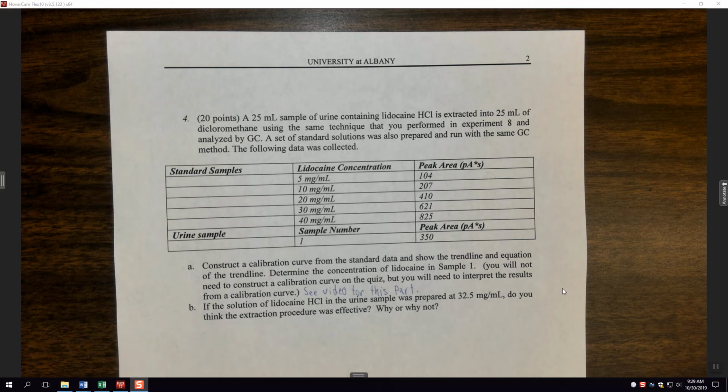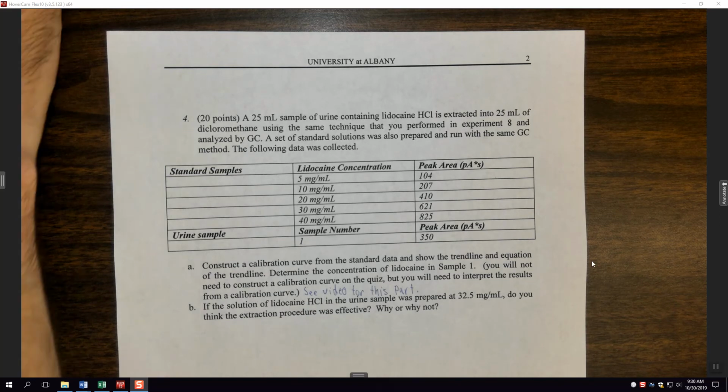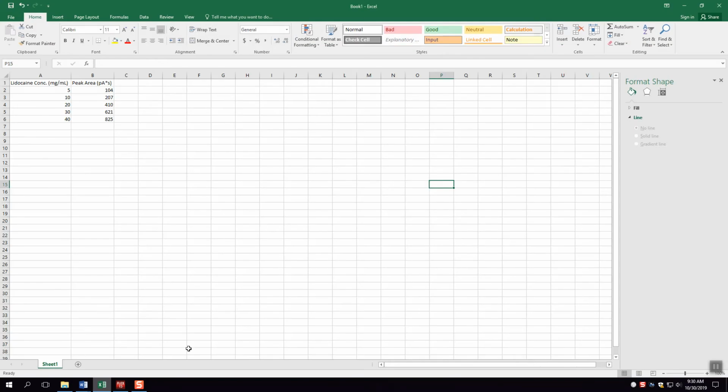Now, on the test, you're not going to have Excel in order to do this, but I've taken the time, and I've already just punched these exact same numbers that we just saw in the question are here, lidocaine concentration 5 through 40, and peak areas as corresponding on the piece of paper.